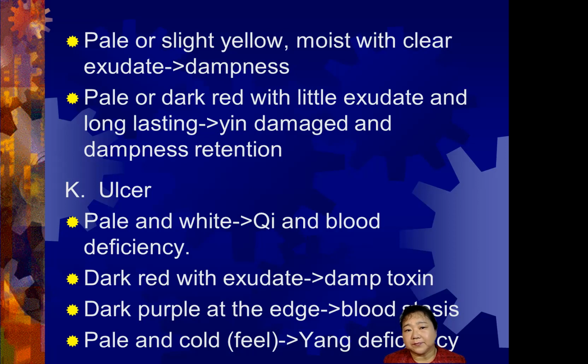Now, ulcer. Pale and white ulcer is due to qi and blood deficiency. Dark red with exudate is caused by damp toxin. Dark purple at the edge of the ulcer is due to blood stasis. Pale and cold ulcer is due to yang deficiency.